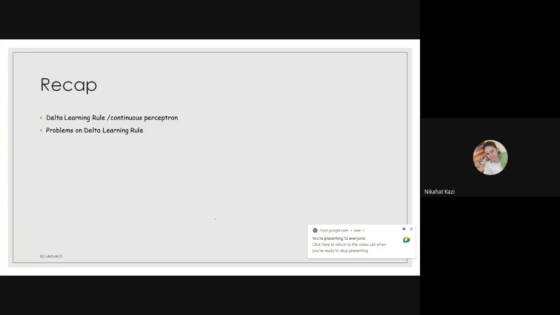So, in the last lecture, we discussed the delta learning rule, also called the continuous perceptron learning rule, right? And we solved a problem on that. So, let us revise this rule a bit. What is the weight update equation, delta W, for the delta learning rule?